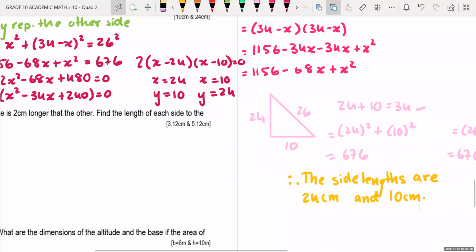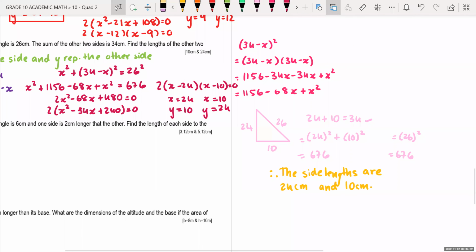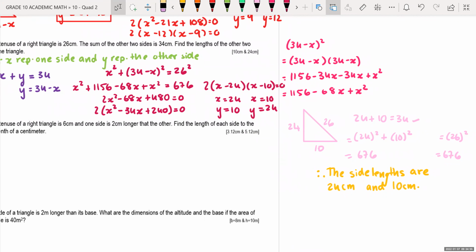Let me zoom out a little bit so you guys can see the full solution. Hold on.